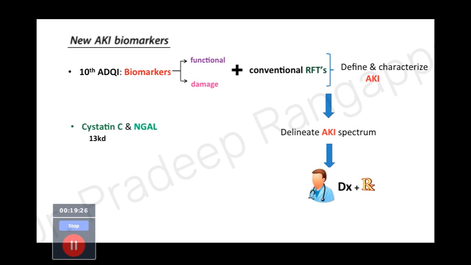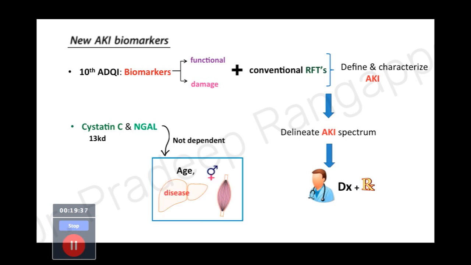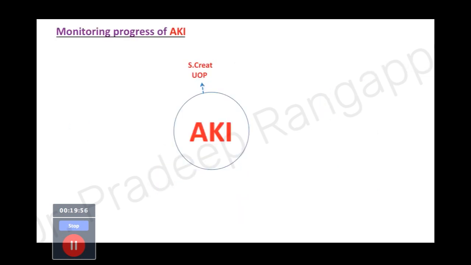The recommendation is predominantly, as I mentioned, cystatin C and NGAL. Cystatin C, as you saw, looks into the glomerular problem, and NGAL looks into the tubular dysfunction. And the other advantage of these AKI biomarkers is that they are not dependent on age, they are not influenced by gender, and they are not influenced by liver disease or muscle dysfunction, so rhabdomyolysis or any of that. So it is a reasonably good marker which could be utilized.